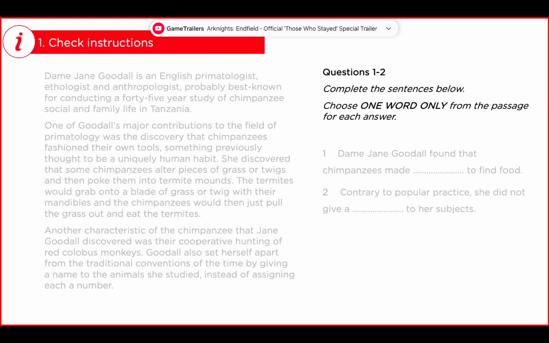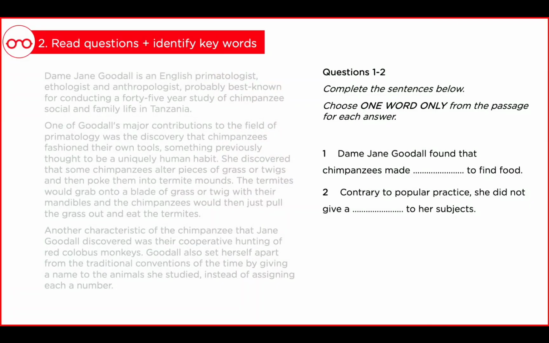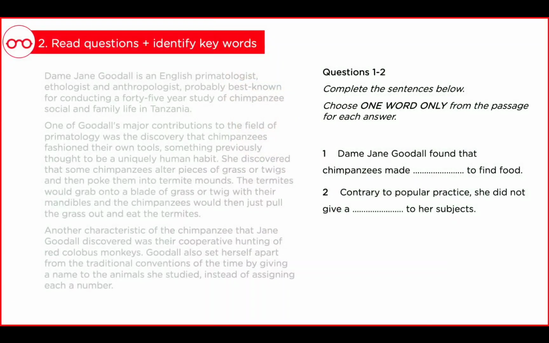So here are our instructions. Questions 1 to 2, complete the sentences below. Choose one word only from the passage. This is serious. If you write 2 words, immediately wrong. Step 2, we're going to read the questions, identify keywords. I'm just going to do question 1 because question 2 is yours. So Dame Jane Goodall found that chimpanzees made blank to find food.